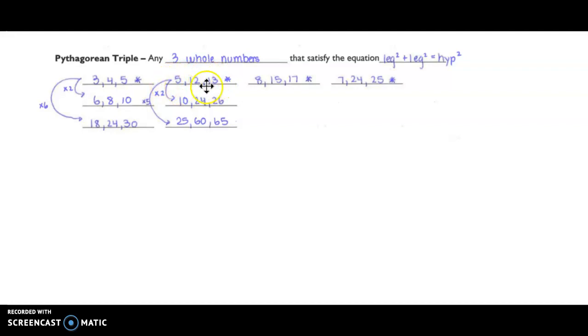3, 4, 5 is a Pythagorean triple. 5, 12, 13 is another one. 5 squared plus 12 squared equals 13 squared. 8, 15, 17, and 7, 24, 25. These four are probably the four most popular or smallest Pythagorean triples. So those are good to know. Now if you don't recognize that in a drawing, that's fine. You just need to do the Pythagorean theorem.